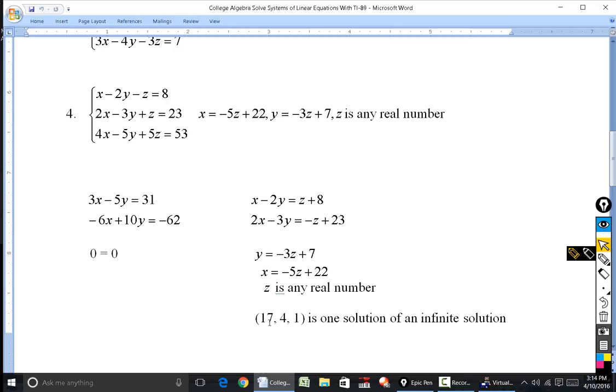So if I plug in those numbers into the first equation, I get 8. Into the second equation, I get 23. Into the third equation, I get 53. So that checks. If you want another solution, let z equal to 0. Then 22 would be the solution for x, 7 for y, and 0. So another solution would be 22, 7, and 0.